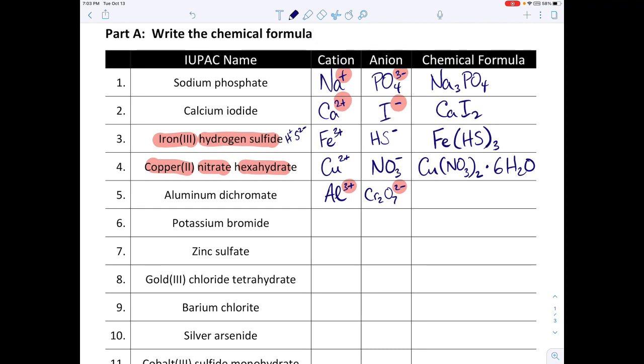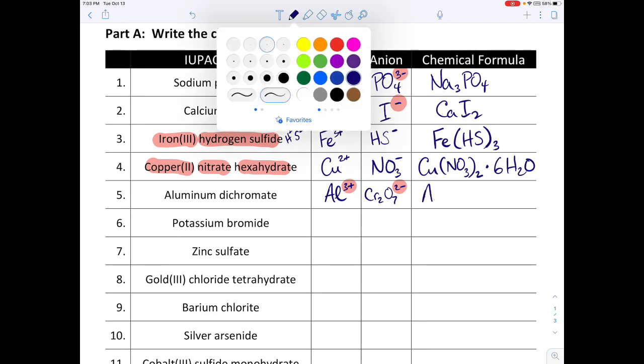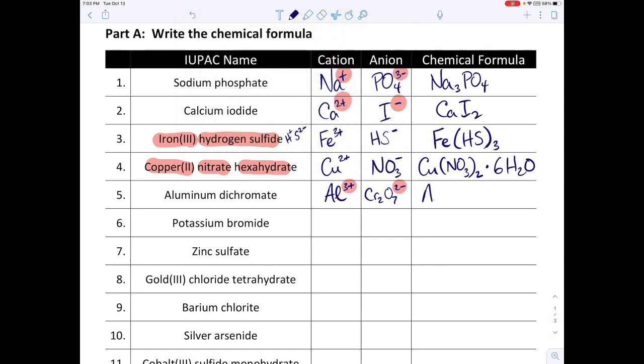So to get 6 positives, we're going to need 2 of the aluminums, so Al2. And then to get 6 negatives, we'll need 3 of the dichromates, because they're each 2 negative. Since I've got more than one, I'll put them in brackets, and I'll say 3 outside the bracket.